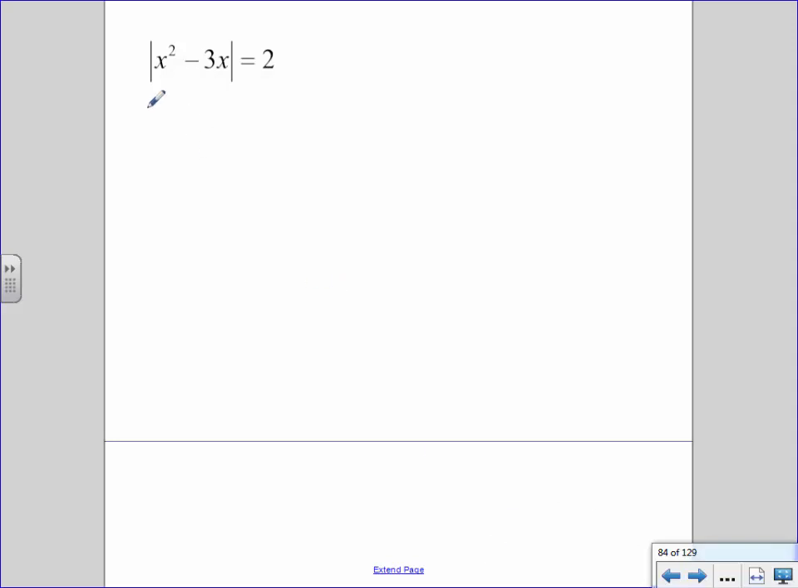So let's try it. The first time, I'm just going to treat it exactly as though there was no absolute value sign. I'm just going to solve it. How do you solve a quadratic? Make it equal to? Okay.